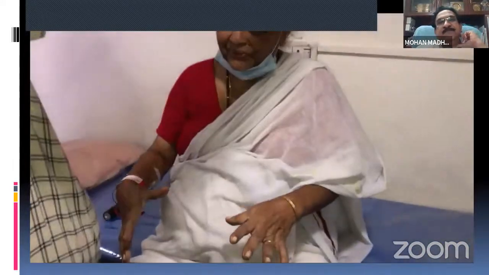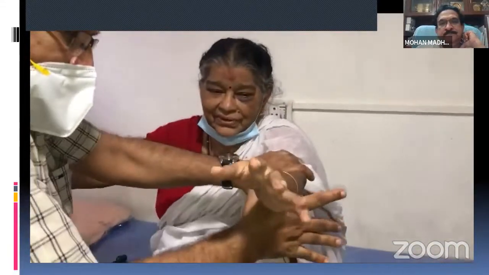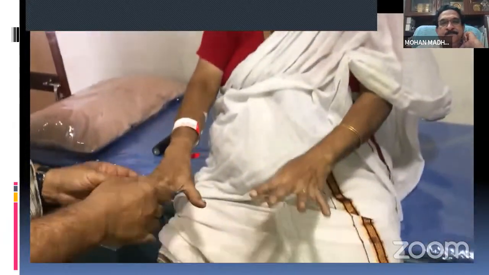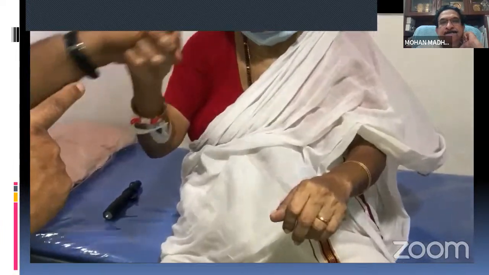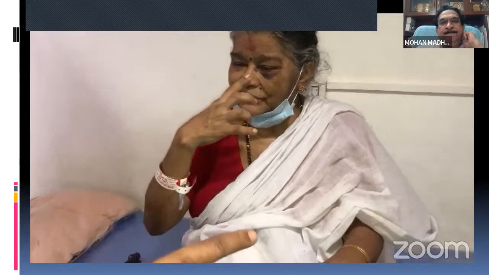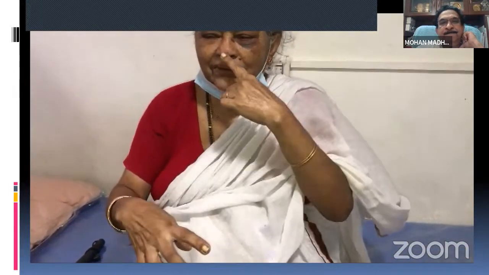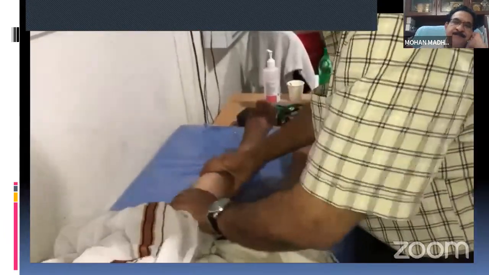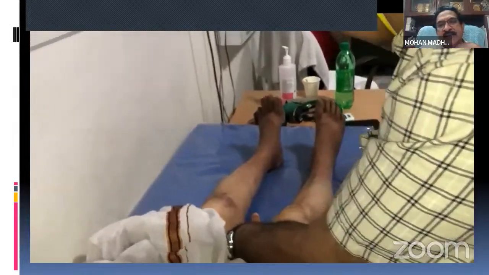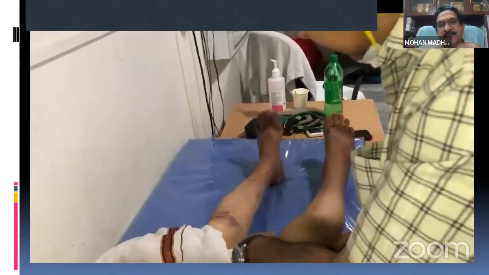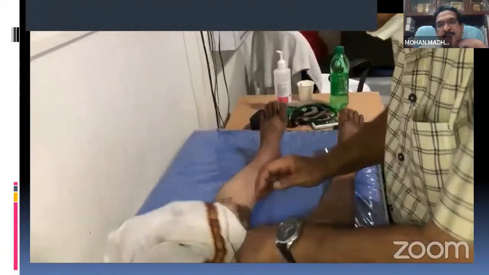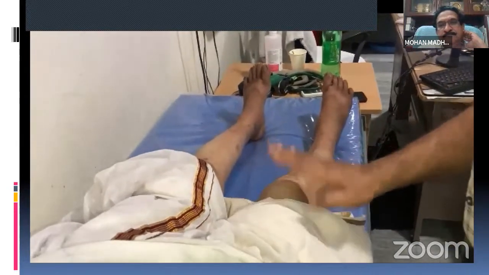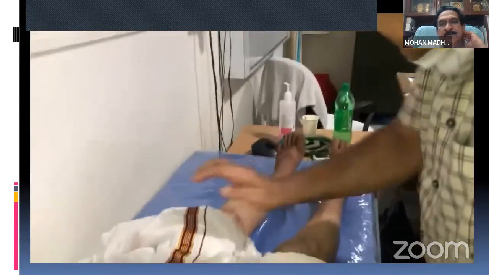You can see the black eye due to the fall. There's no rigidity in the upper limb. The voice is low. She didn't appear normal, but she was holding the leg. I don't know if the tone is spastic or not. It appeared spastic bilaterally, more on the right side. The rest was normal.